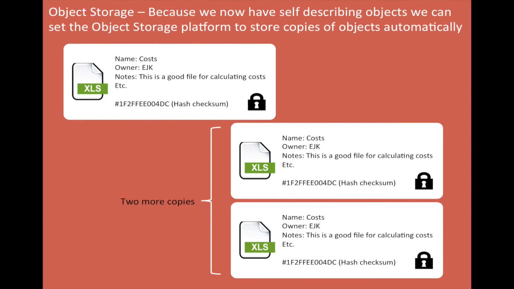Because we now have self-describing objects, we can set up an object storage platform, and we can tell it to copy those objects. So we can now have multiple copies of the same object stored on different hard drives, so that if the hard drive fails, we always have a copy of it. Or if it gets corrupted or deleted by accident, we always have a copy of it. So in this instance, there's 2 more copies here.